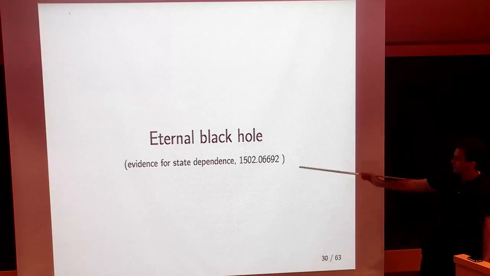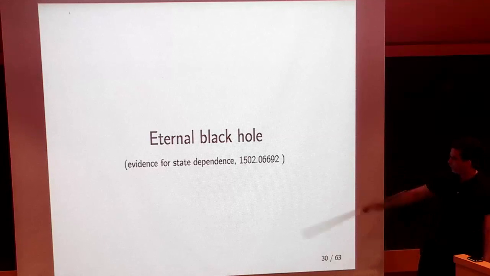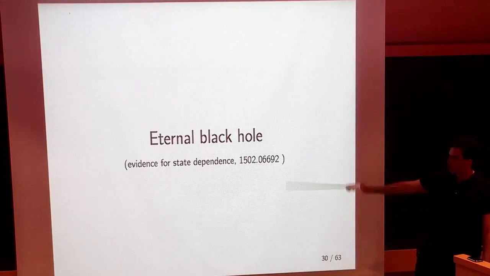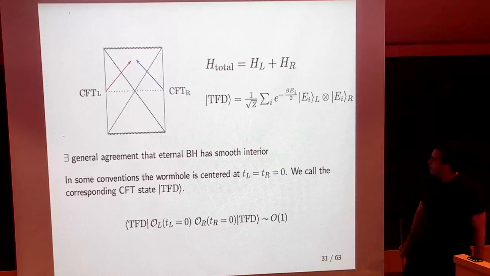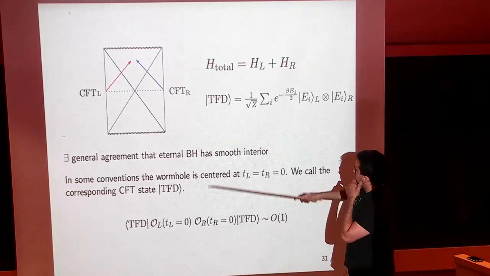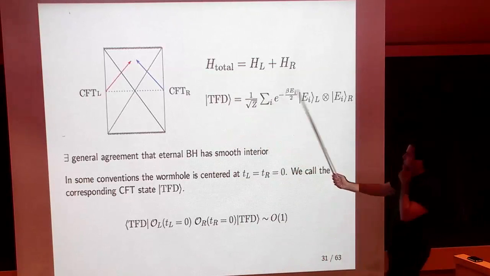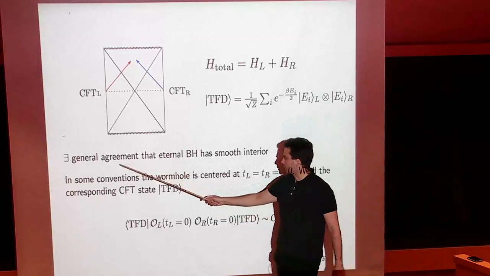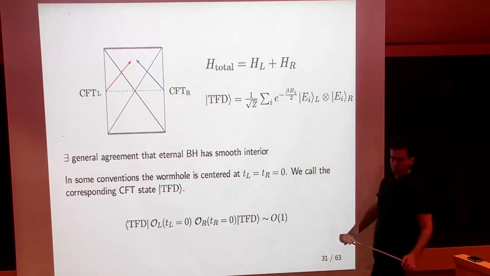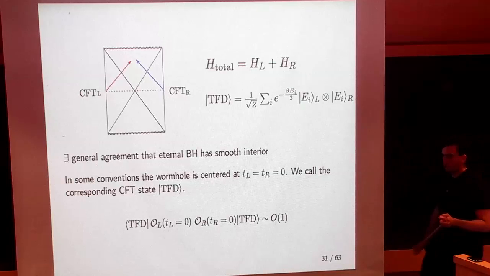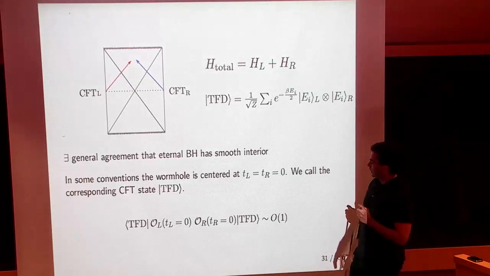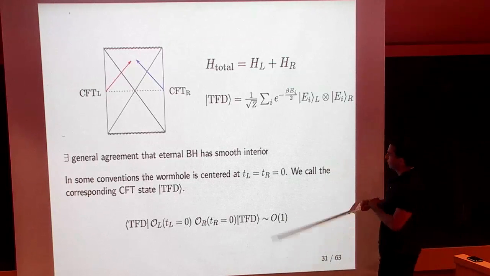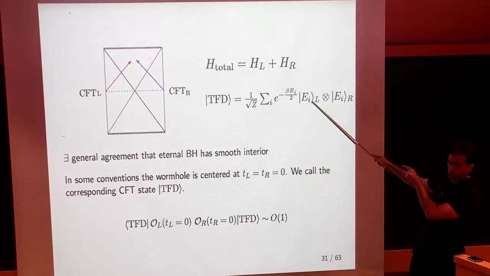So let me now give some evidence in favor of state dependence using the eternal black hole. We know that the eternal black hole is related, in AdS, to an entangled state of 2 CFTs. And I think many people agree that the eternal black hole is smooth. It does not have a firewall. So there's some particular choice of conventions where the eternal black hole is dual to this particular state of the conformal field theories of the 2 CFTs.